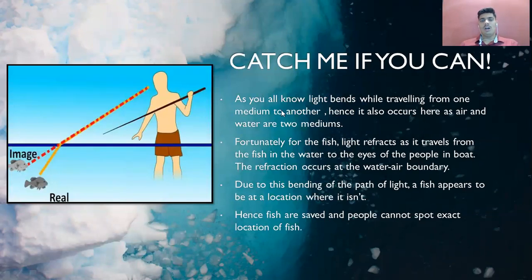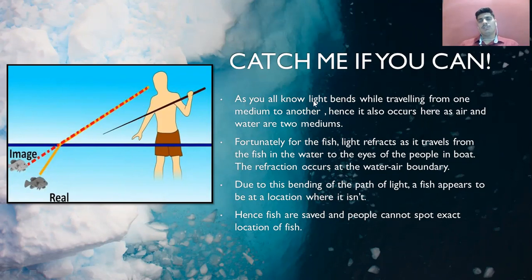Now this is the answer for the second question: how can you spot a real fish, or where it is? Here we have shown an example. This person is trying to catch that fish, but the person thinks that the fish is here, and it appears to be there, whereas the real position is somewhere down here. This is where the refraction occurs, and we think that the fish is over there.